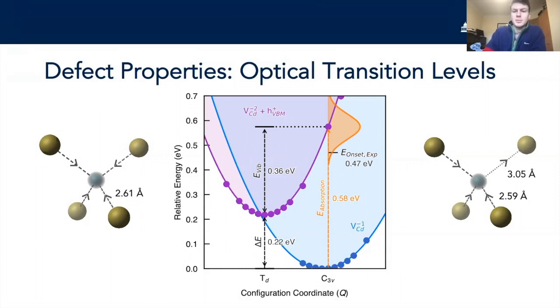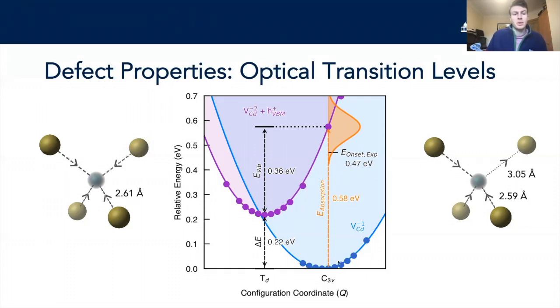So to understand this behavior, it's useful to visualize the defect in what we call a configuration coordinate diagram. So all this is just the potential energy surface of the defect in its different charge states, where the x-axis is some structural coordinate along the path from the relaxed structure of the defect in one charge state to the relaxed structure of the defect in the other charge state.